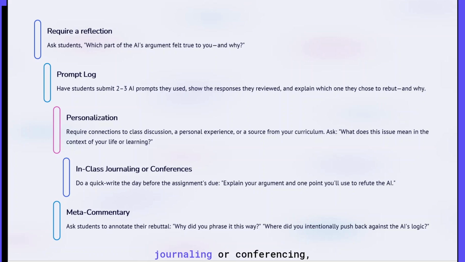Four, in-class journaling or conferencing. Do a quick write a day before the assignment is due. Explain your argument and one point you'll use to refute the AI. This gives you a baseline fingerprint, something to compare the final against. Five, meta commentary. Ask students to annotate their rebuttal. Why did you phrase it this way? Where did you intentionally push back against the AI's logic? You're training students now to think about their thinking. AI cannot do that for them.